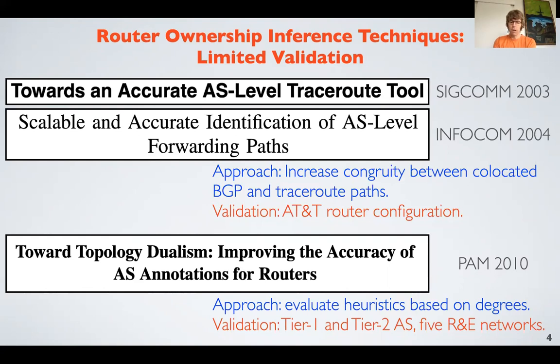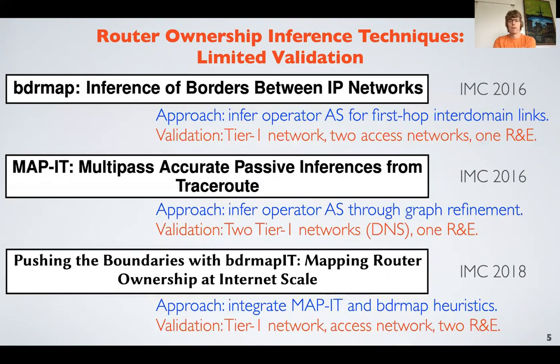The next piece of work, in 2010 by Brad Huffaker, looked at a router ownership inference method that didn't require a co-located BGP view. For validation, they used a tier 1 network, a tier 2 network, and 5 research and education networks. In 2016, there were two techniques published at IMC. The bdrmap technique looked to infer the operator AS for the first hop interdomain links that were observed by a vantage point. For validation, they used a tier 1 network, 2 access networks, and 1 R&E network.